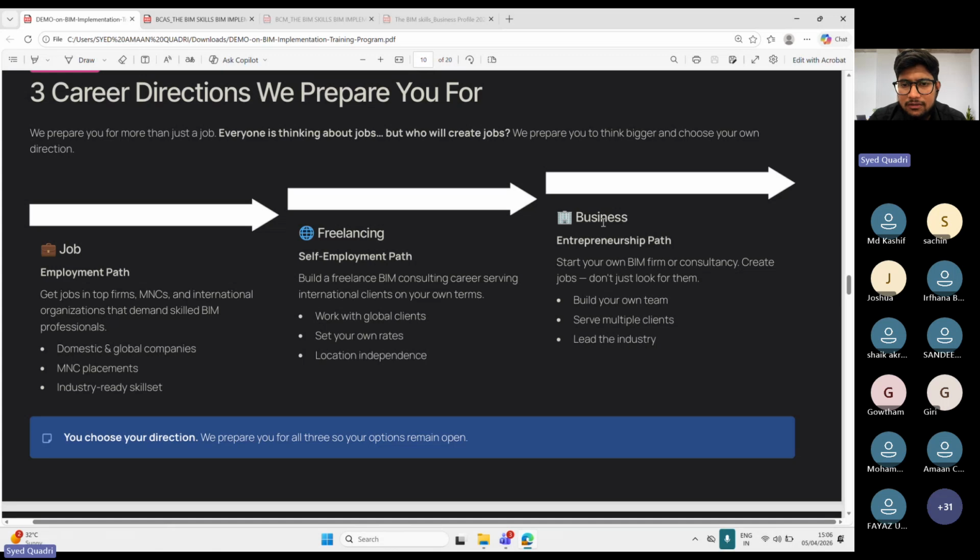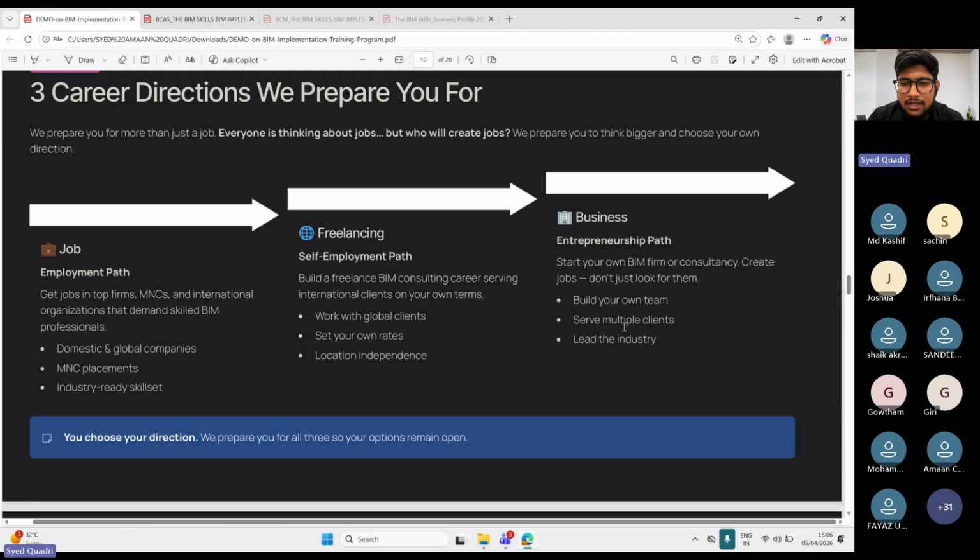You can also have a business mindset and start as an entrepreneur. You can start your own BIM firm or a consultancy, and you can create jobs, not just look for them. We motivate the candidates in this way so that we can create jobs, not just seek jobs. Because I believe in India, if the unemployment rate is high, it's because we are not creating jobs. It's our responsibility also.